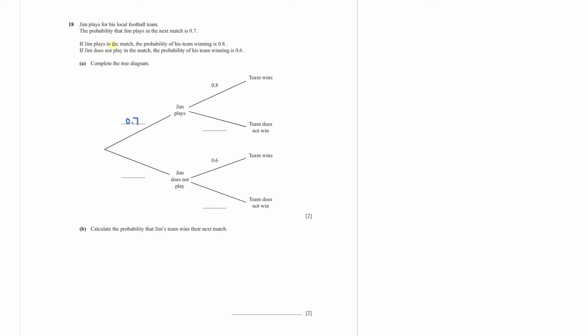And then you're given that if Jim plays in the match, that means you are here, then the probability of his team winning is 0.8, which is this one given. And then what is the probability that the team does not win? If this is 0.8, then this will be 0.2 because all the probabilities should sum up to 1. And then here, if the probability of Jim playing is 0.7, then the probability that Jim does not play will be 1 minus 0.7, which is 0.3. And then here, if Jim does not play, the probability that the team wins is 0.6. Then the probability that the team does not win will be 1 minus 0.6, which is 0.4.